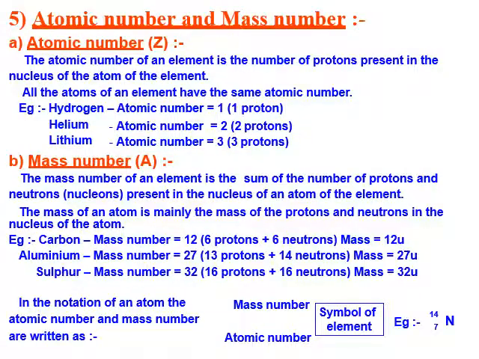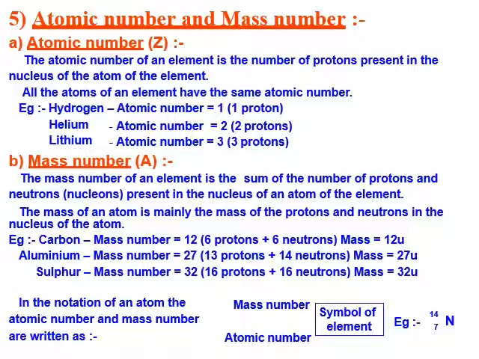Now, atomic number and mass number of the atom. What is atomic number? It is represented by capital Z. It is the number of protons present in the nucleus of the atom. So the number of protons present in an atom is known as its atomic number. An atom is electrically neutral, so the number of electrons is equal to the number of protons. So all atoms of an element have the same atomic number, like hydrogen atomic number 1, helium atomic number 2, lithium atomic number 3. That means they have protons 1, 2, 3 in them.